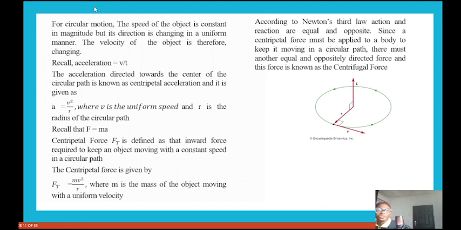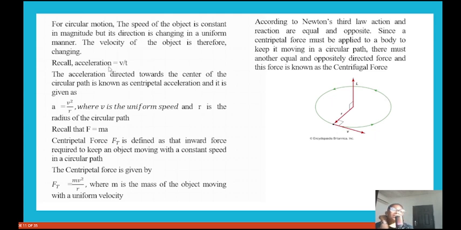For circular motion, the speed of the object is constant in magnitude. Magnitude is size. Don't forget that, it is so important. The speed of the object is constant, it doesn't change, but its direction is changing in a uniform manner. This is the direction changing, but the speed is constant.